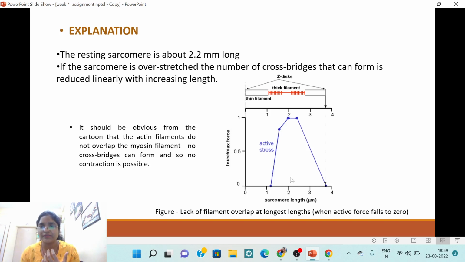If the length becomes more than 2.2 micrometer, as you can see, this is the 2 micrometer length and here is the 2.2 micrometer length, and if the length goes beyond this point, the force decreases. You can see here the force decreases, that is the active tension in the muscle decreases because it is not contracting at all, right? So with this we finish our 10 questions here.